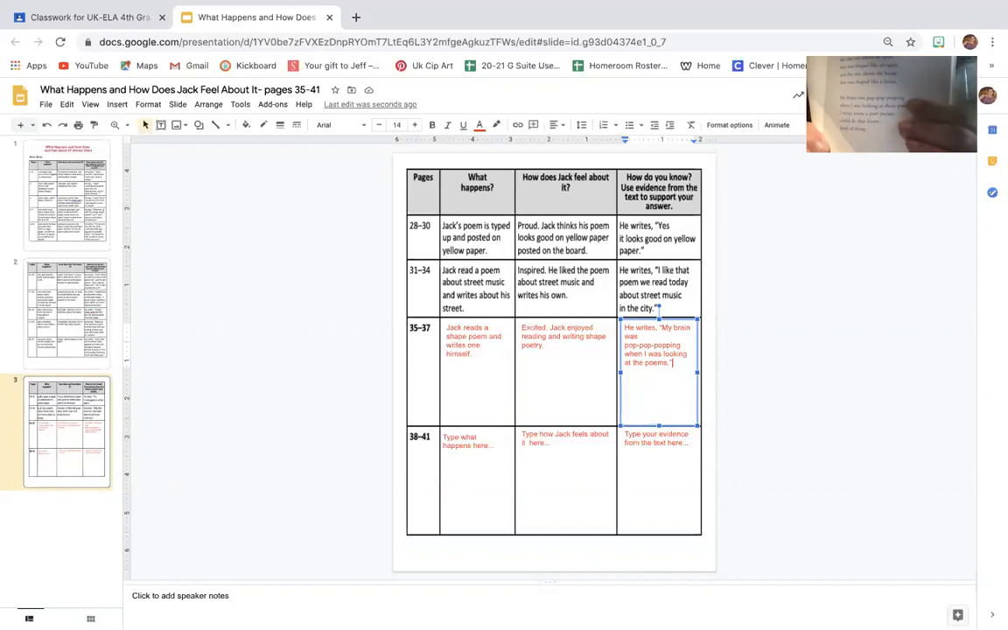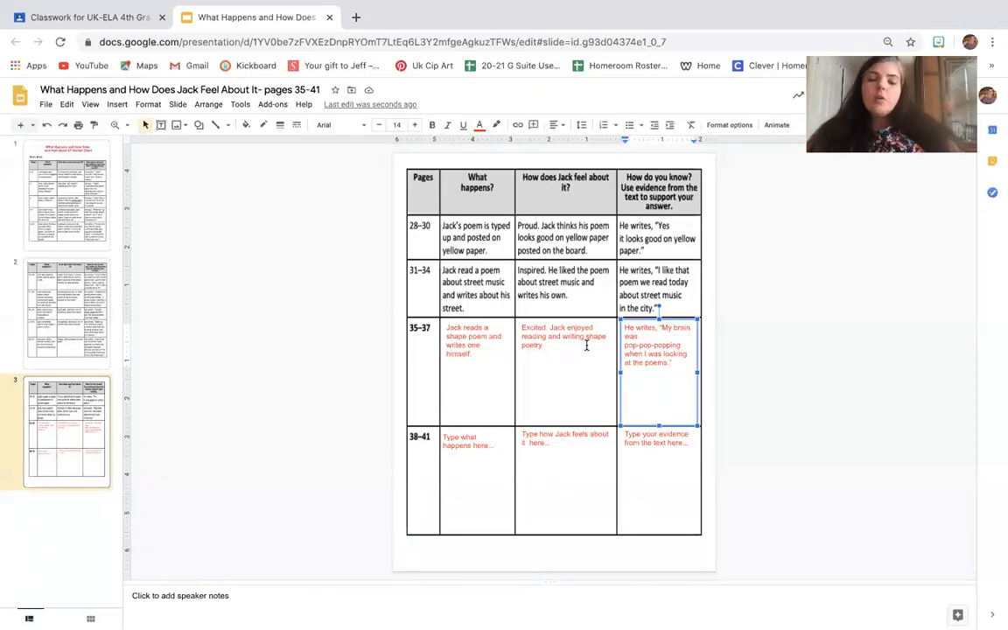My brain was popping. I copied it, but I made sure that I put my quotation marks there so it would show that I did not come up with this idea, that this is text. This came from Jack. Okay? So make sure that when you are writing your evidence, that you are making sure that it's coming directly from the text, that you are copying it. But just make sure you have your quotation marks.